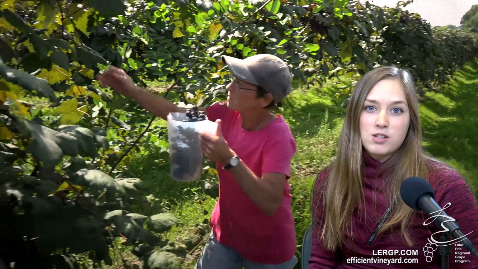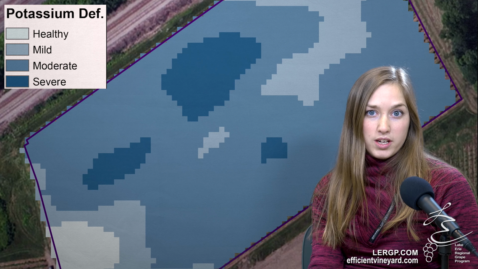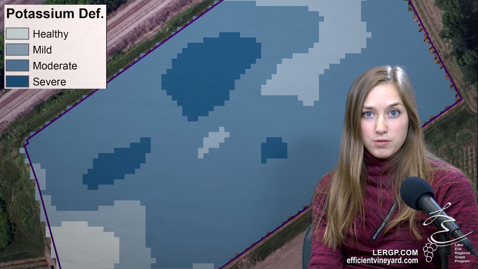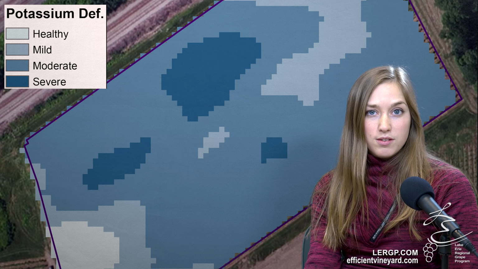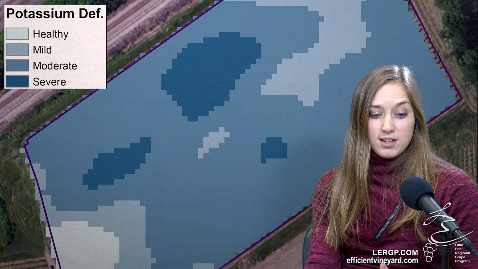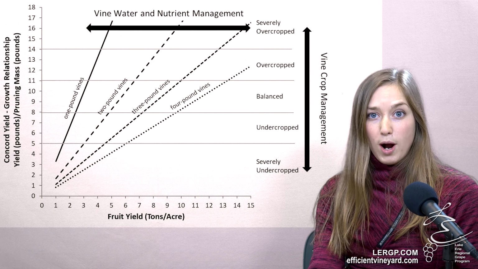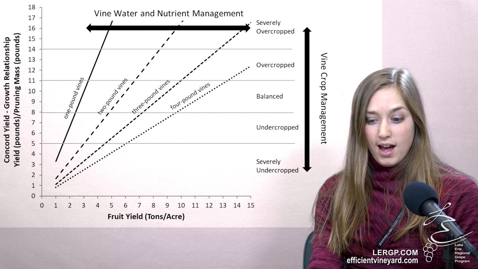If you tuned in last week, our podcast was talking about some Brix measurements that we took in our railroad block and the map we created from them. And we noticed there was a correlation between some potassium deficiency that we observed in the vineyard and inhibited ripening. Potassium deficiency was not the only correlation with Brix, and this week we're going to talk about how crop load related to the ripening in that vineyard.